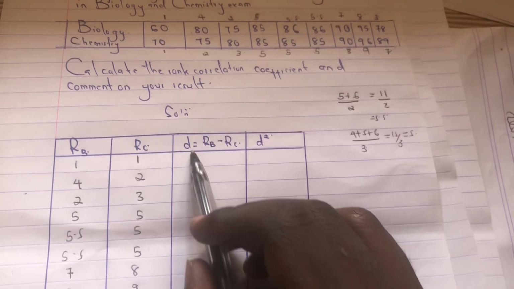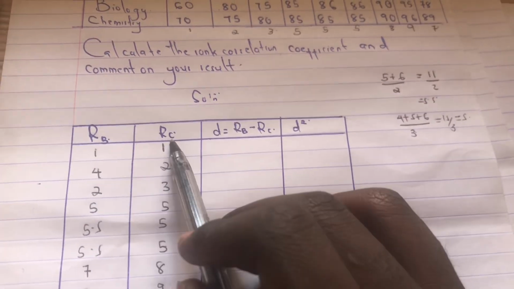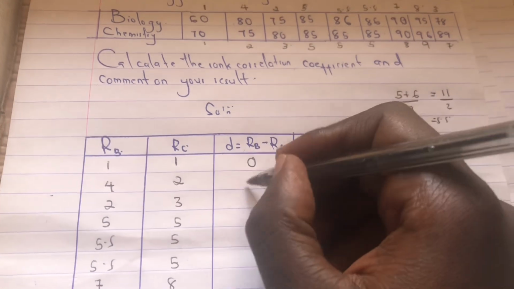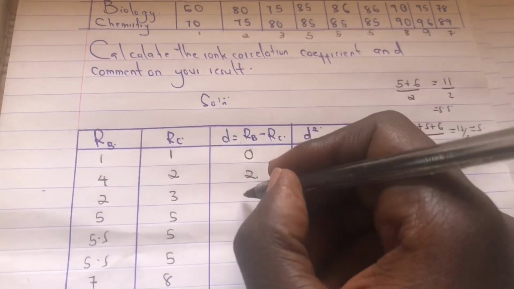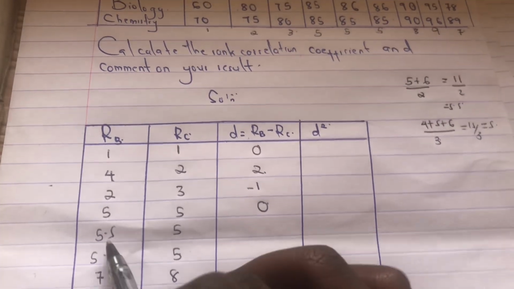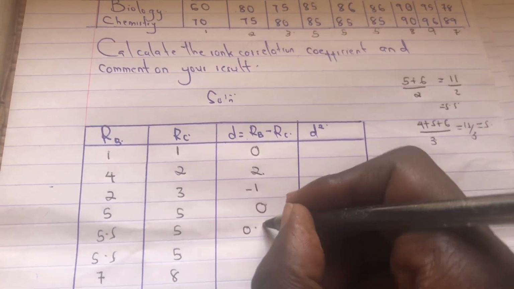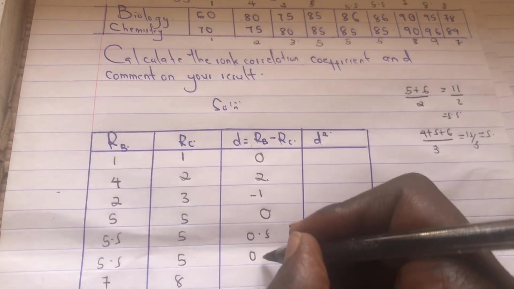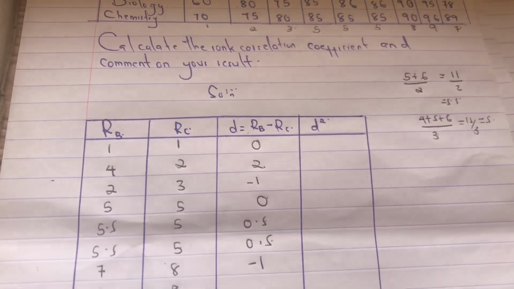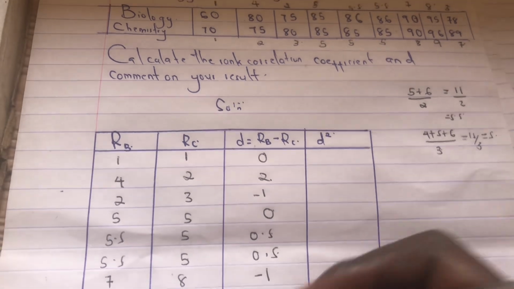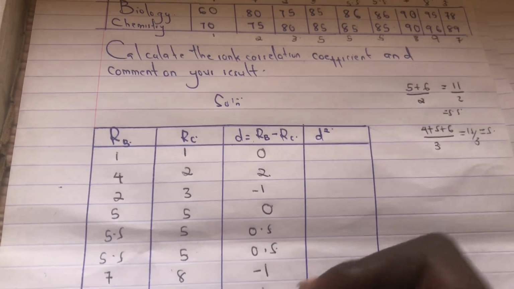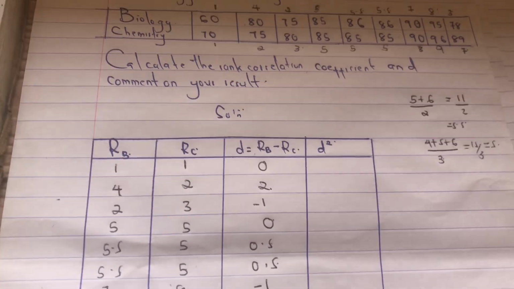Are we together? Then you get our d. To get our d, we subtract this minus this. This minus this gives us a 0. 4 minus 2 gives us a 2. 2 minus 3 gives us negative 1. 5 minus 5 is 0. 5.5 minus 5 is 0.5. 5.5 minus 5 is 0.5. 7 minus 8 is negative 1. 8 minus 9 is negative 1, and 3 minus 7 is negative 4.